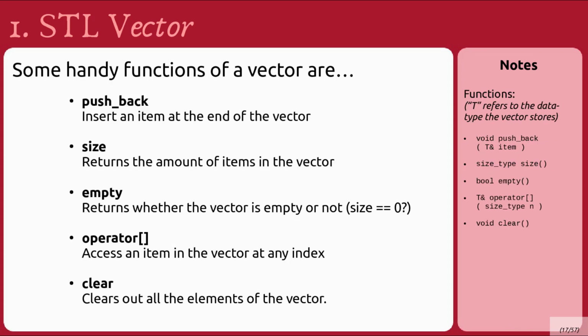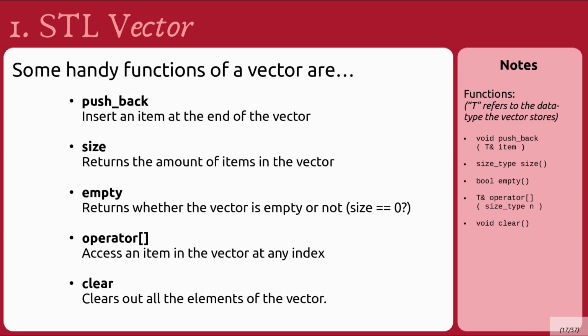Some of the handy functions of a vector are push_back to insert an item to the end of the vector, size to return the amount of items that are in the vector, empty to return a true or false based on whether or not it's empty, the subscript operator so you can get an item at any index in the vector, and the clear function, which will clear out all elements in the vector.